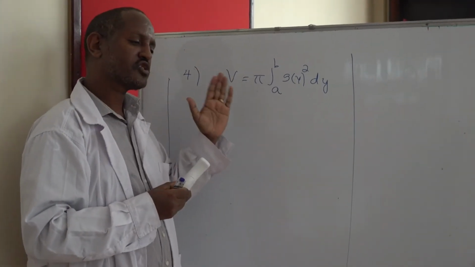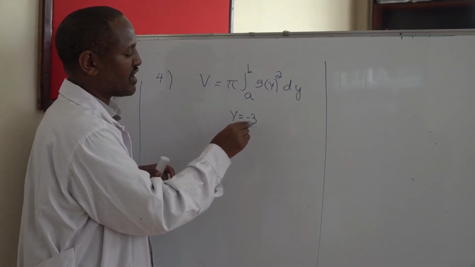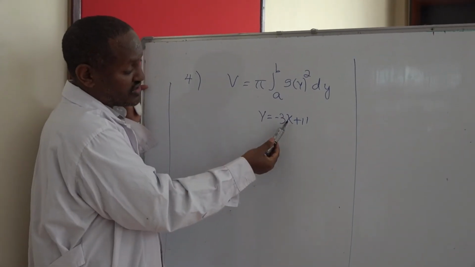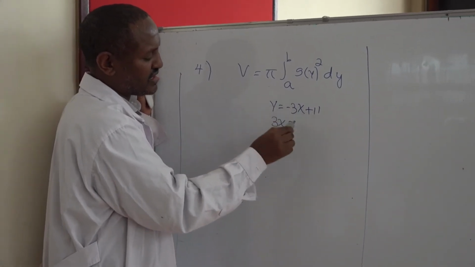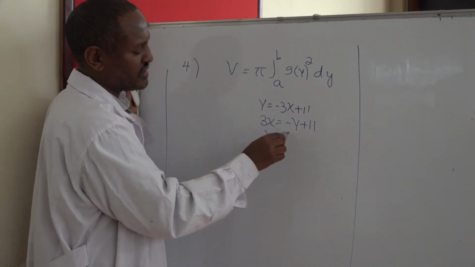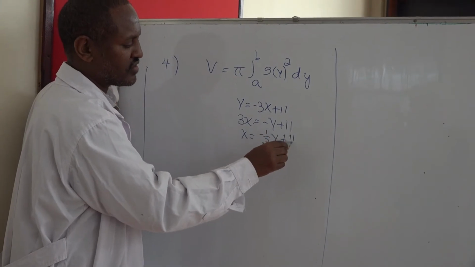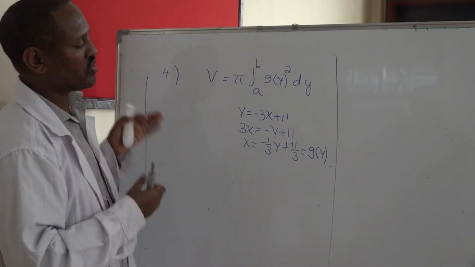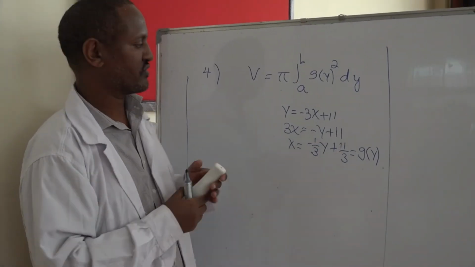Here it says g of y. That means I have to express x in terms of y. In the equation y equals minus 3x plus 11, let us try to express x in terms of y. If I bring this to this side, we'll have 3x equals minus y plus 11, and dividing by 3, x will be negative 1 over 3 y plus 11 over 3. That is what we call g of y. So in place of g of y, we replace negative 1 over 3 y plus 11 over 3.